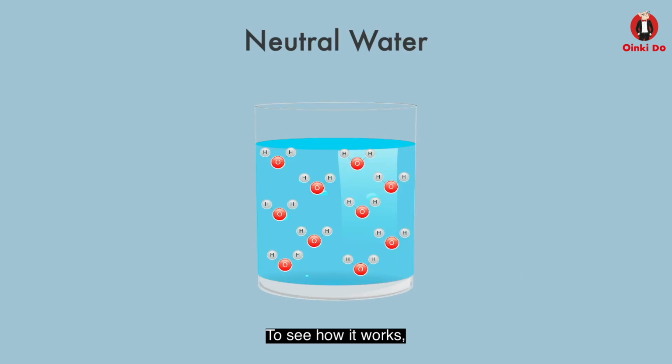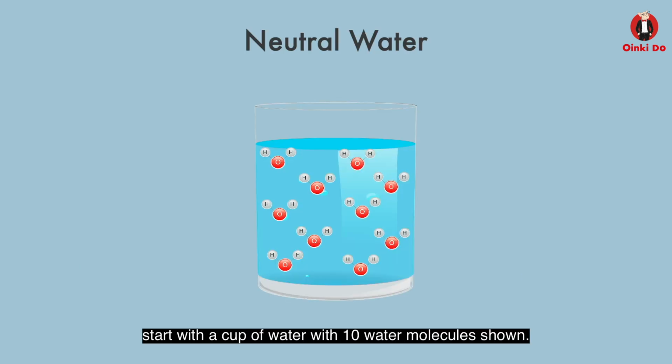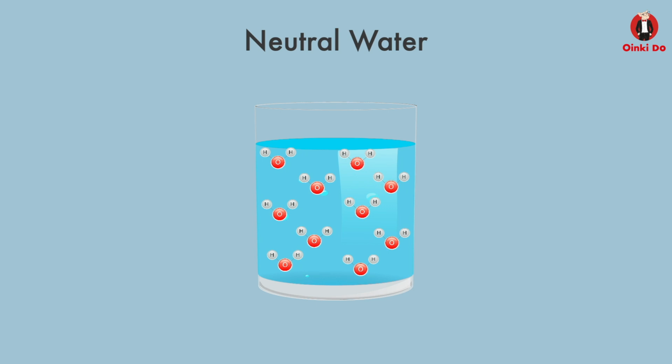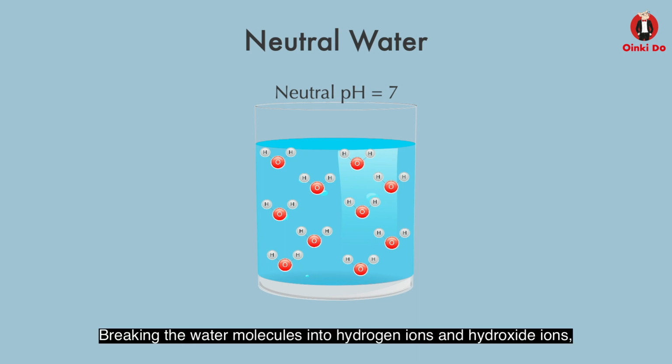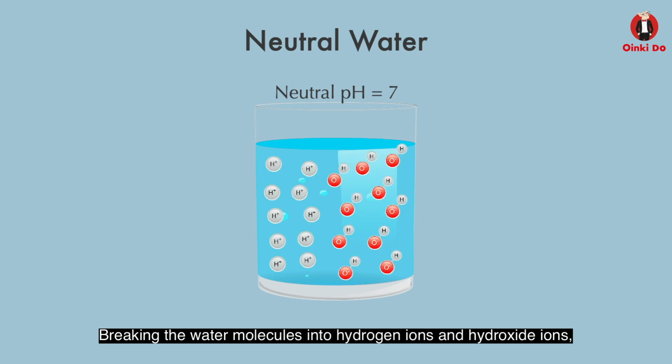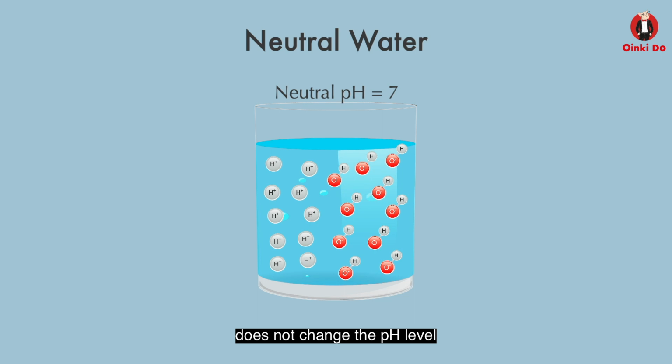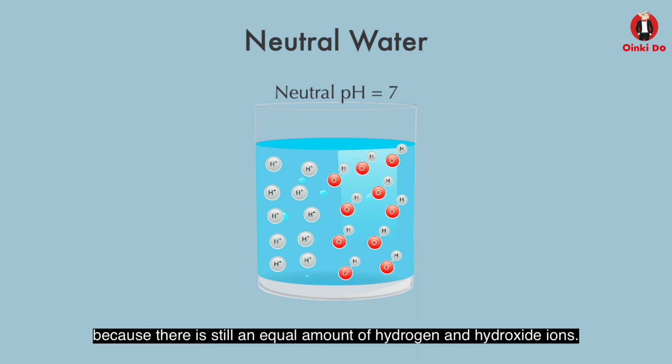To see how it works, start with a cup of water with 10 water molecules shown. Water is not an acid or an alkali. Water is neutral with a pH level of 7. Breaking the water molecules into hydrogen ions and hydroxide ions does not change the pH level because there is still an equal amount of hydrogen and hydroxide ions.